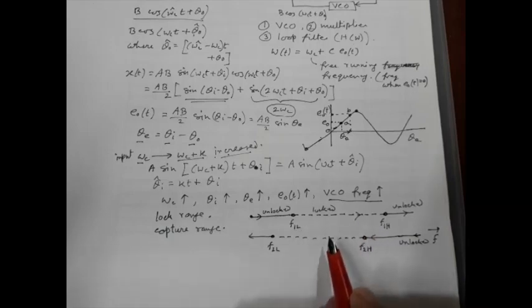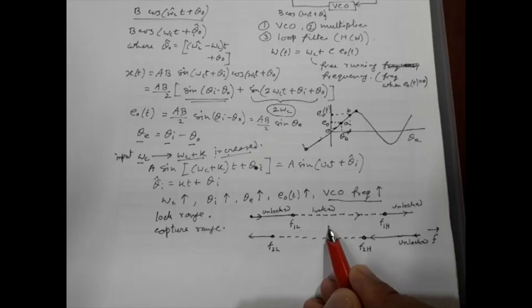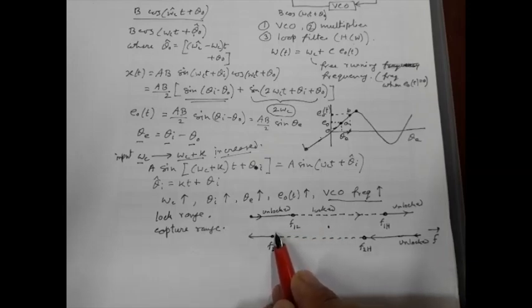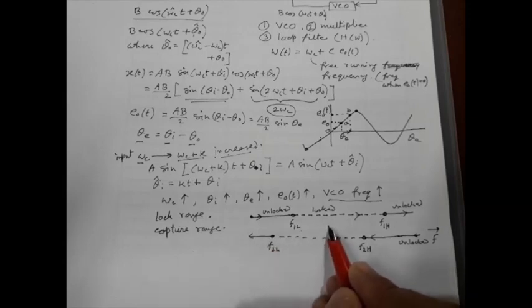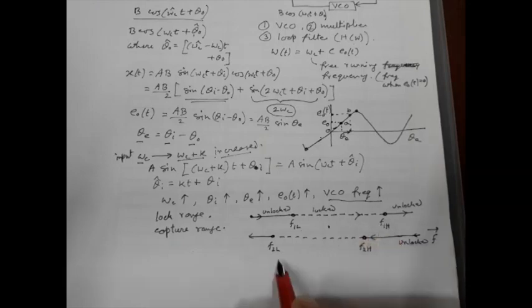Now if we try to understand this lock range and capture range, if we start from a locked condition and reduce the frequency, it will be locked up to f2L in the lower range of frequency. From the locked condition, if we increase the frequency, it will remain locked up to f1H frequency. So this range is the lock range.